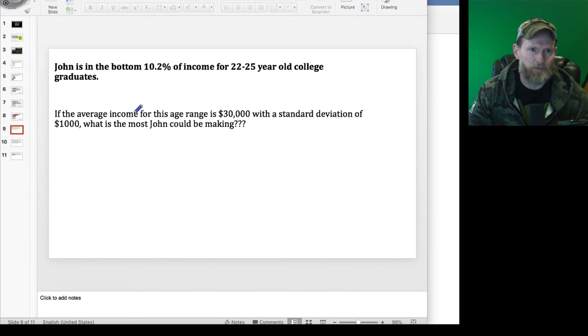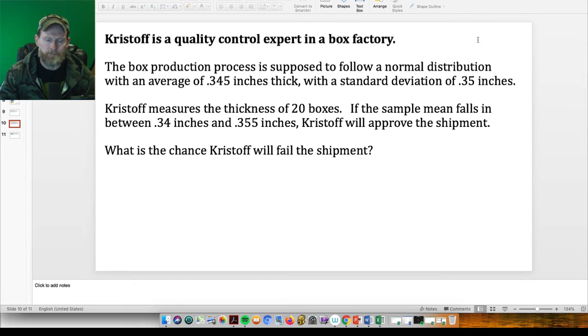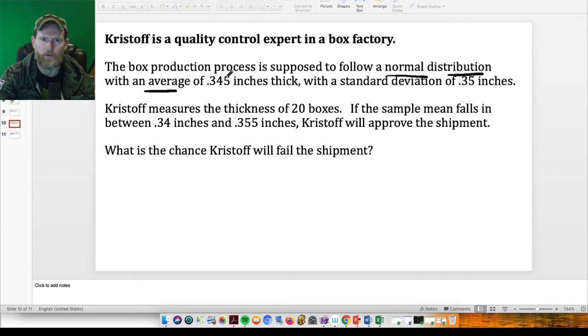So let's go on to the next problem. Okay, Warriors, we're going to do this other problem here on Christoph as a quality control expert in a box factory. Let me get my pen. All right, super. So the box production process is supposed to follow a normal distribution with an average of 3.5 inches thick with a standard deviation of 0.35 inches.